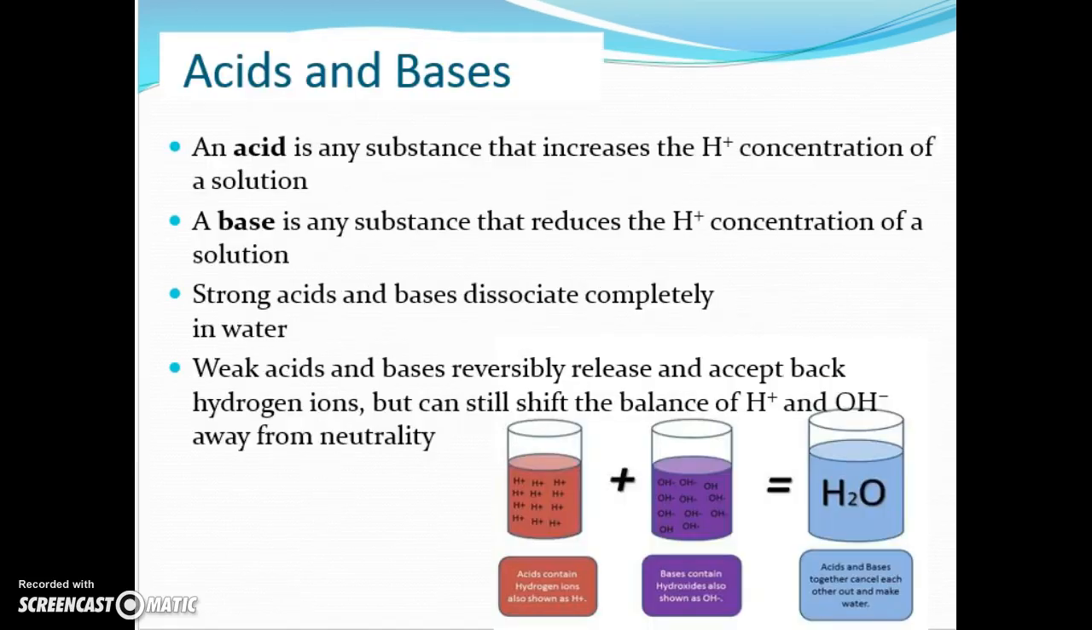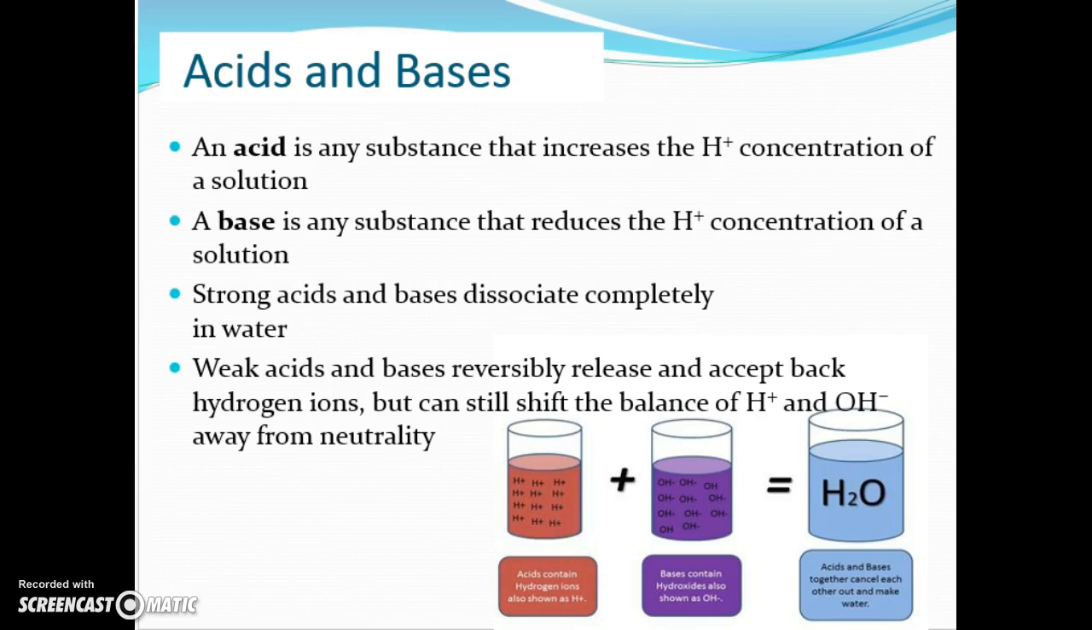So an acid is defined as any substance that increases the hydrogen ion concentration of a solution. And a base is any substance that reduces the hydrogen ion concentration of a solution. So strong acids and bases dissociate completely in water, and weak acids and bases actually don't dissociate completely, and in fact they reversibly release and accept back hydrogen ions, but they can still shift the balance of the hydrogen ions versus hydroxide away from that neutral 7 position.